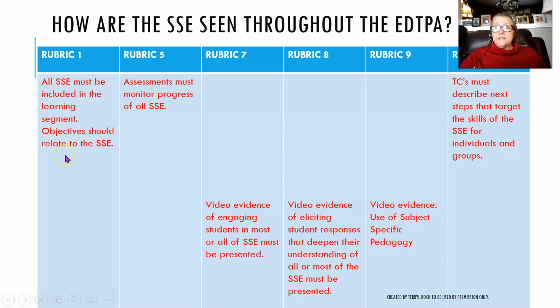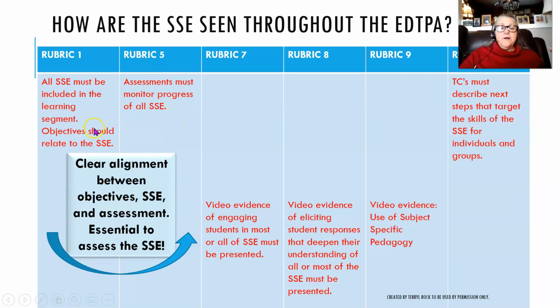So all of your objectives, you should be able to say objective 1 is which SSE. Objective 2, every time you write an objective, it needs to be related to an SSE. And that brings us to assessments, because rubric 5 assesses the objectives and therefore will assess and monitor the progress of all SSE. So you need clear alignment between the objectives, the SSE, and your assessments. It's very essential that you assess all of your SSE.